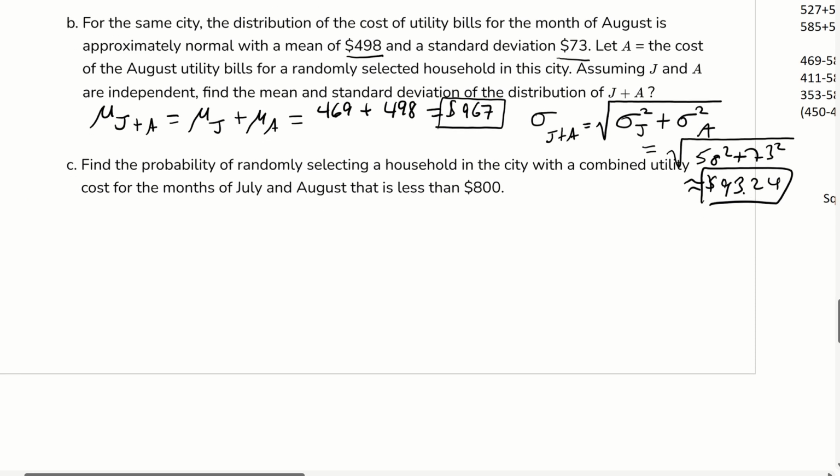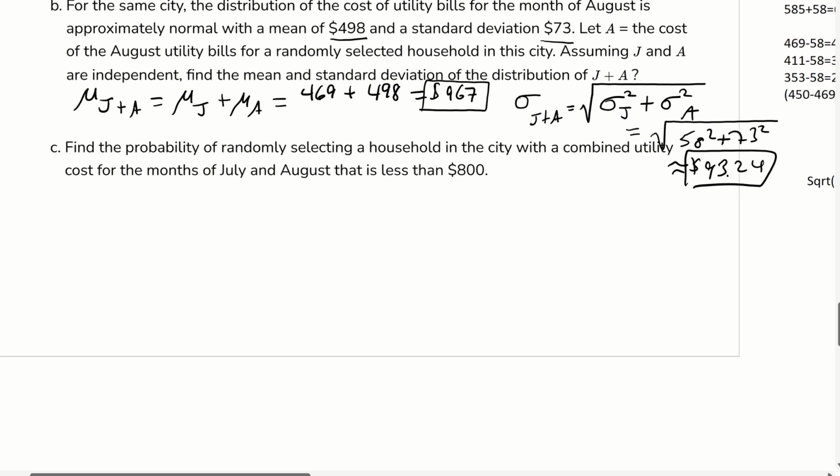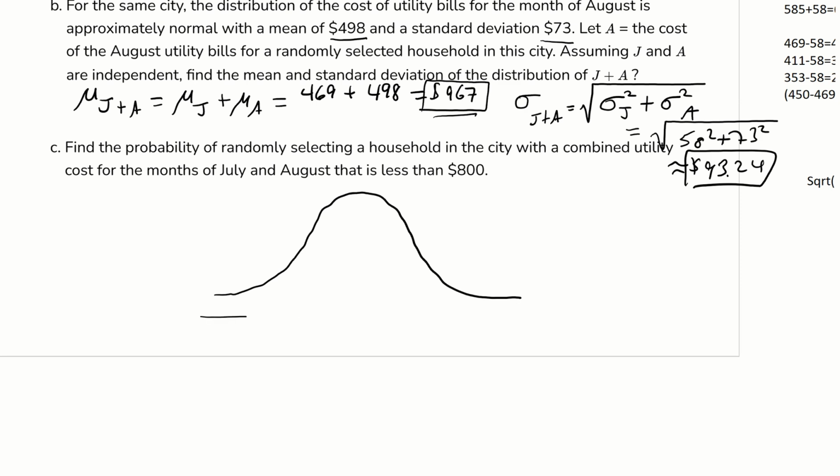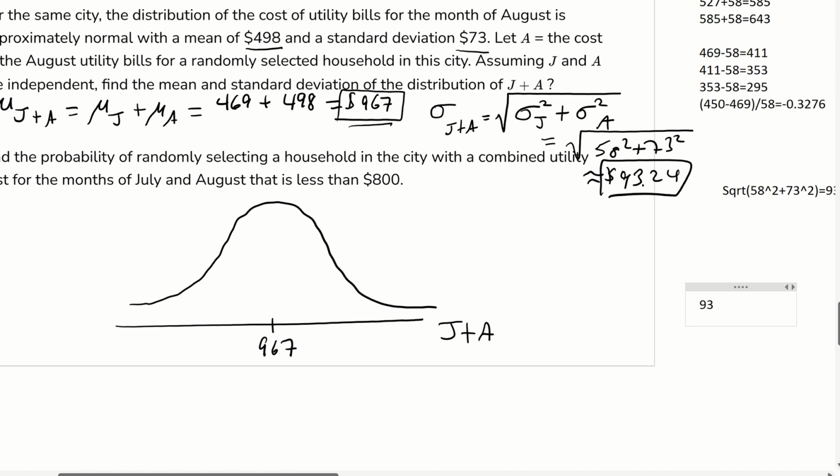Find the probability of randomly selecting a household in the city with a combined utility cost for the months of July and August that is less than $800. So that's going to be this distribution with this mean and this standard deviation. So this is going to be j plus a. The total for that, j plus a, is 967, and the standard deviation is 93.24. So I'm just showing my work here, okay? So 967 plus 93.24.